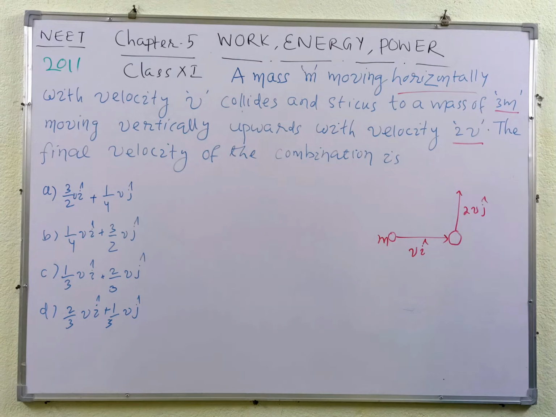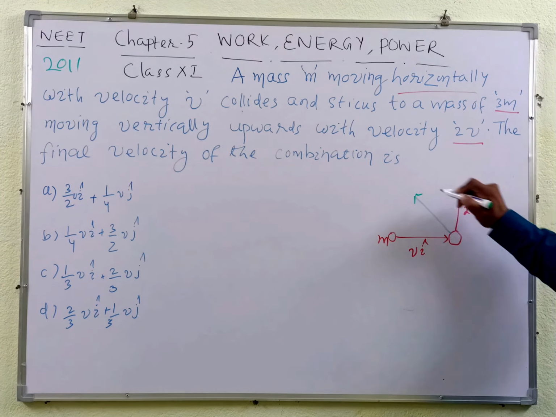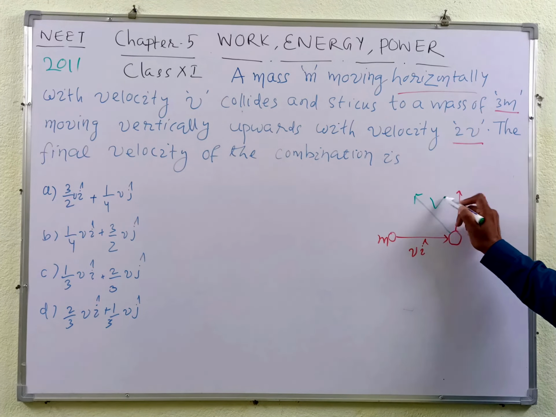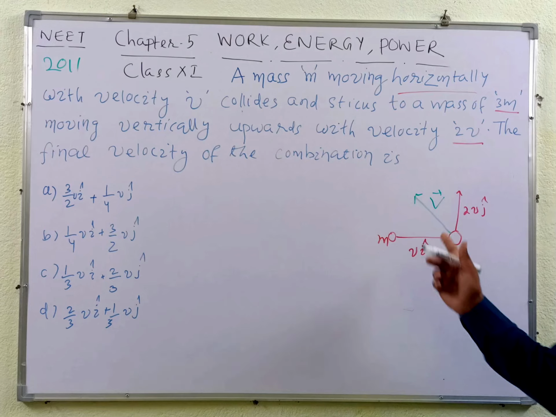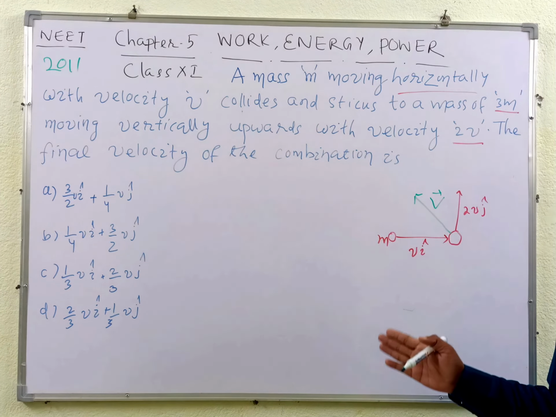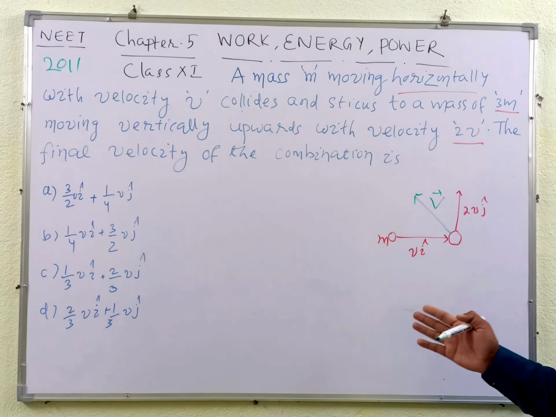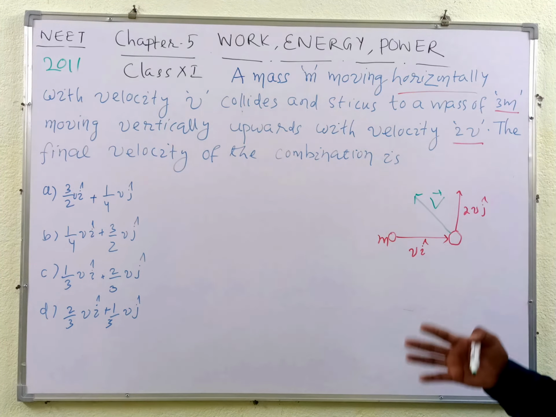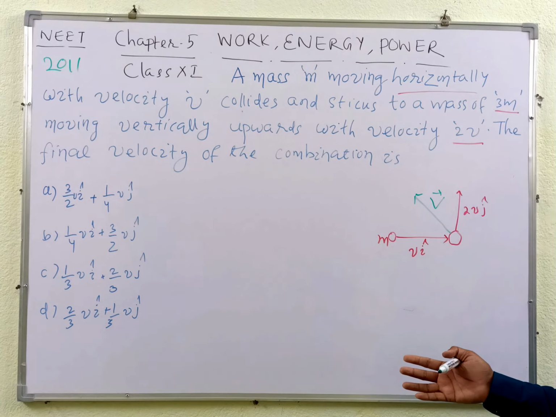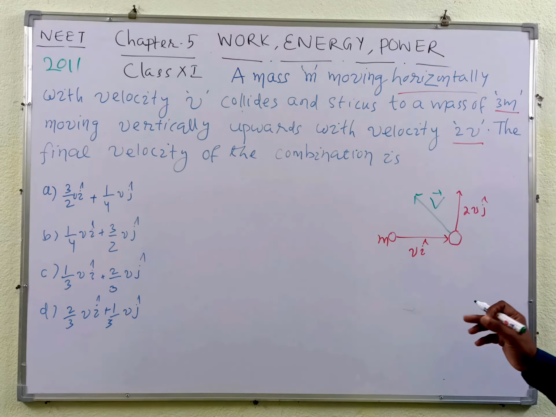The final velocity of the combination: what will it be? Suppose this is the final velocity, let us denote it by capital V. Then how can we find V? We will apply the principle of conservation of linear momentum. The sum of the linear momentum before the collision and after the collision will be the same.